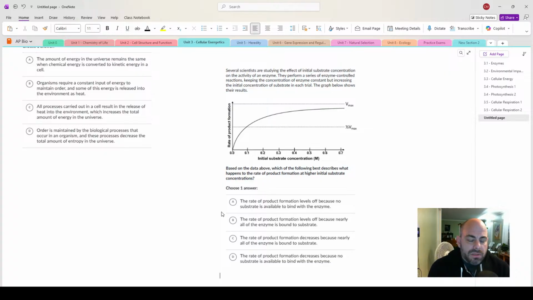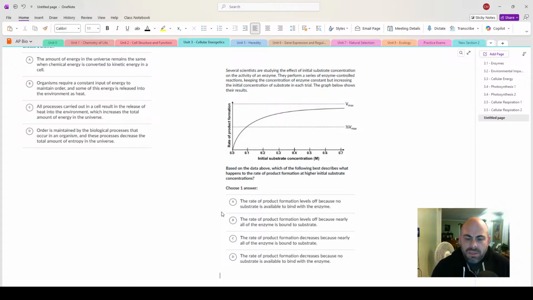Let's just go look at the answers. This one's kind of tricksy. Higher initial, I'm thinking toward the upper end of things, right? A, the rate of product formation levels off because no substrate is available to bind with an enzyme. No, that's not how that works. The rate means that product is still being made, right? There's just a certain amount of enzyme. Because the enzyme is static, the rate is going to level off. B, the rate of product formation levels off because nearly all the enzyme is bound to substrate.